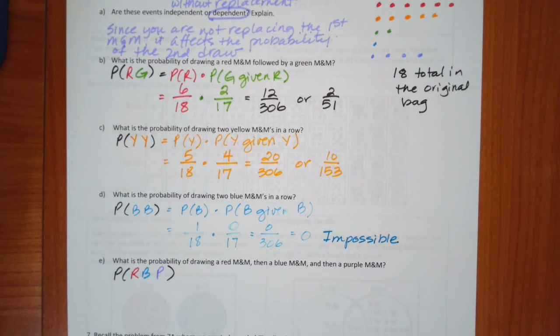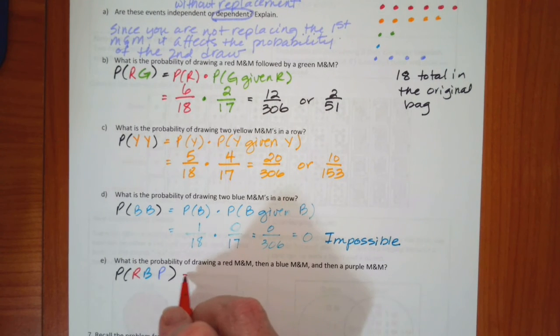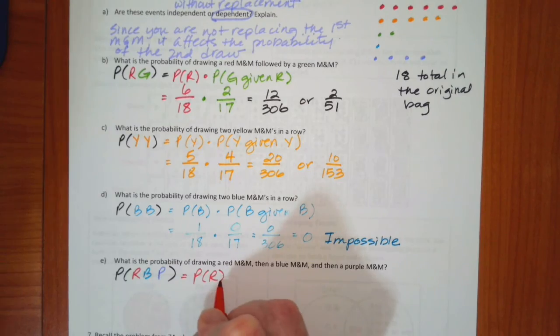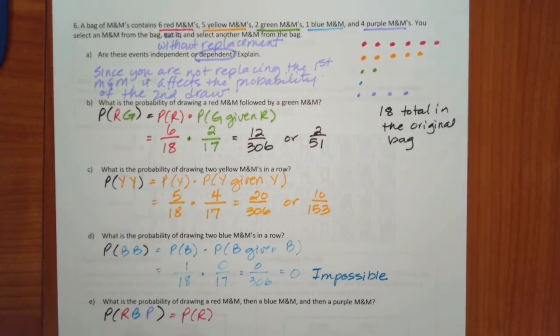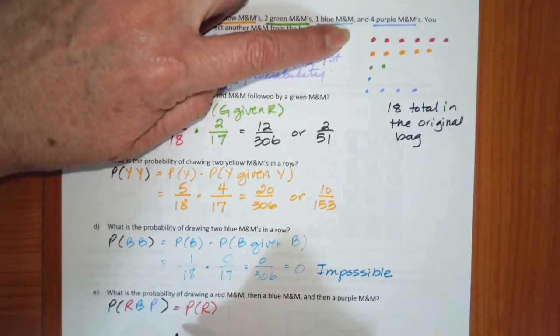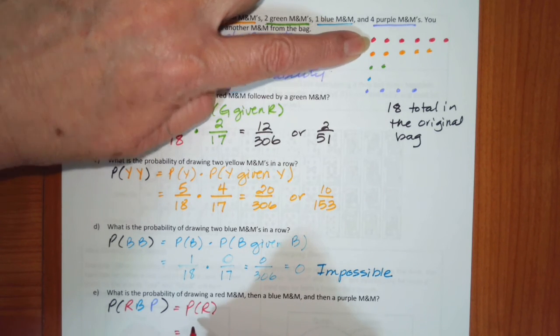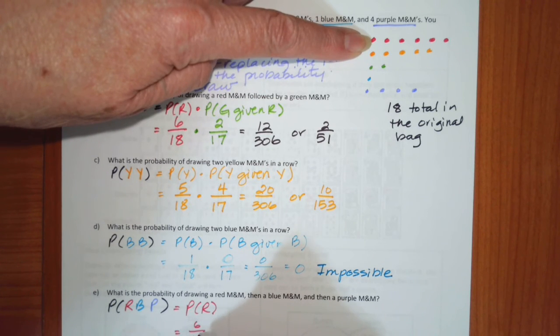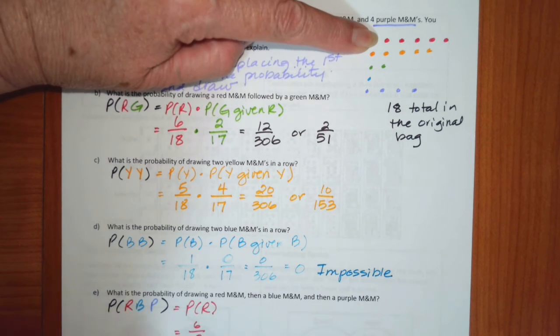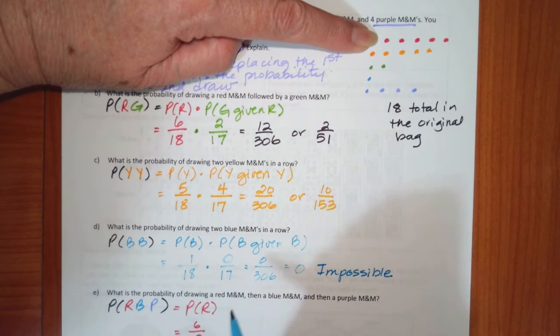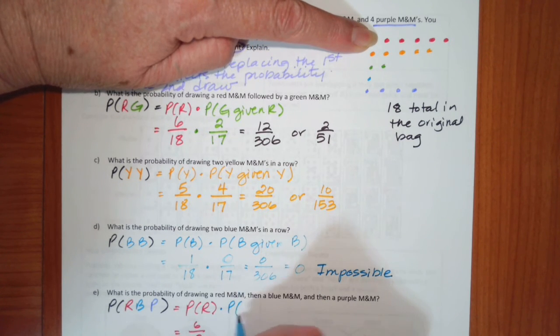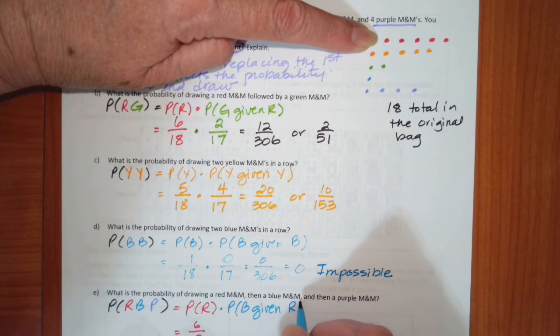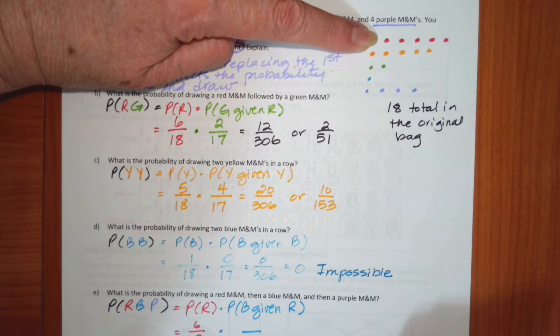Okay, so let's start out with the probability of a red. Well, we're back to our original bag, so we have 6 out of 18. Okay. 1 is gone. So now we've got the probability of a blue given that we already have a red. Well, I know there are only 17 M&Ms left, and there is 1 blue.